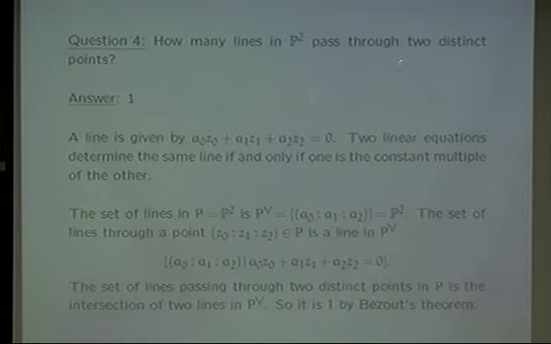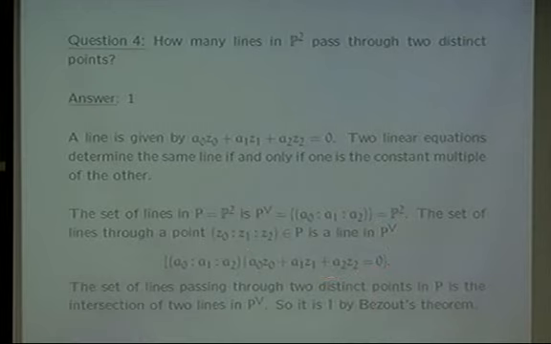Then we think about the constraints. The constraints are that the line should pass through two given points. Let's think about just one point. The set of lines in this P2 passing through a given point should satisfy this equation. So let's say z0, z1, z2, these three numbers are given, then a0, a1, a2 should satisfy this equation. So in this P2, in the space of lines, the condition that the line should pass through a given point gives us a line in this P2.